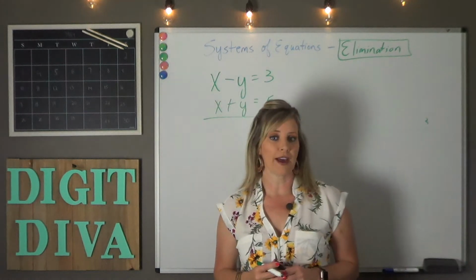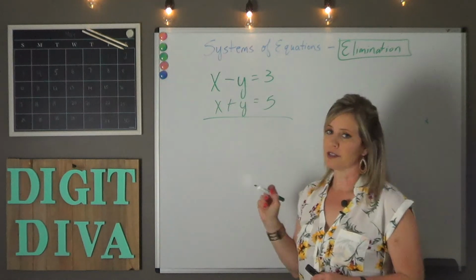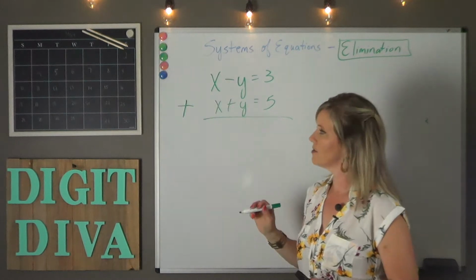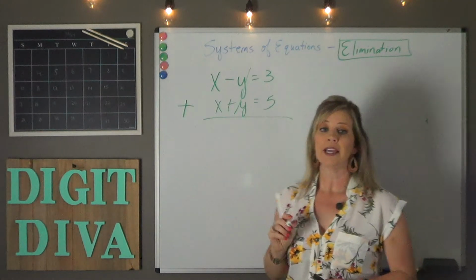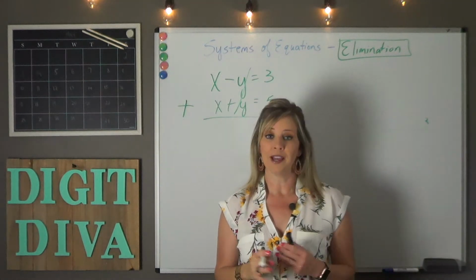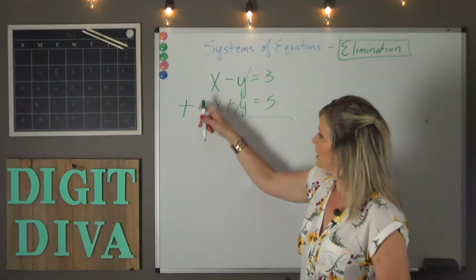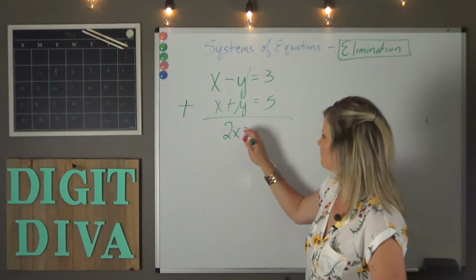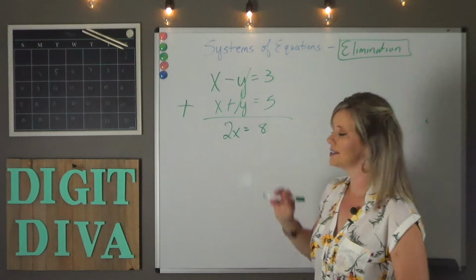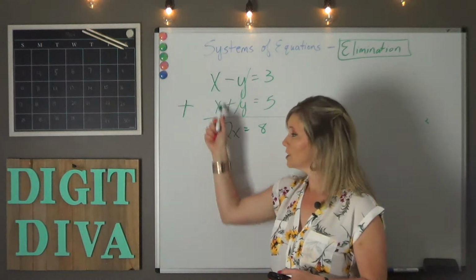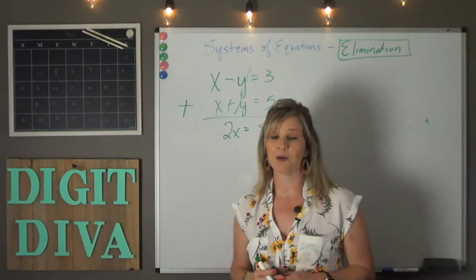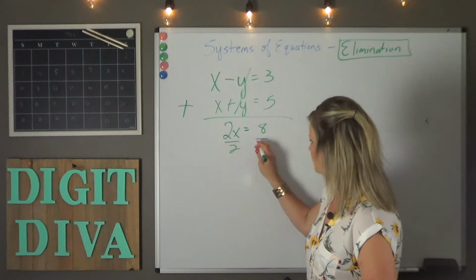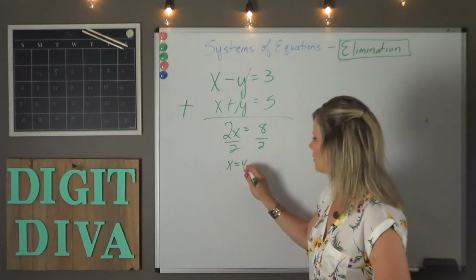How could I do that? Well, one's negative, one's positive, so if I would add those together, they're going to cancel. Negative 1 plus 1 is 0, cancels out. And I'm left with x plus x, which is 2x. 3 plus 5, which is 8. Okay? Again, what was once complicated turns into a one-step equation. I'm going to divide both sides by 2. x is equal to 4.